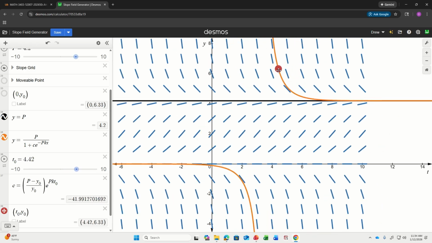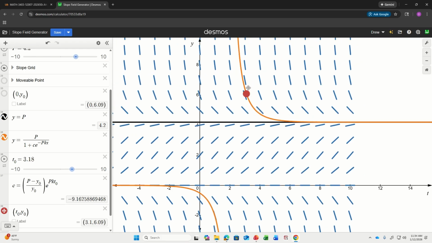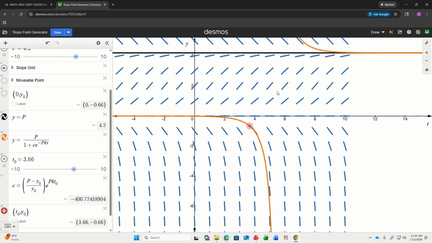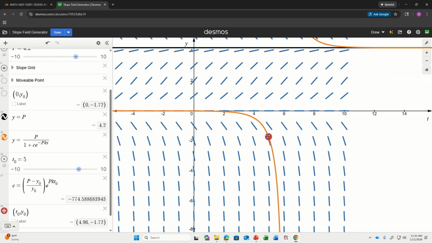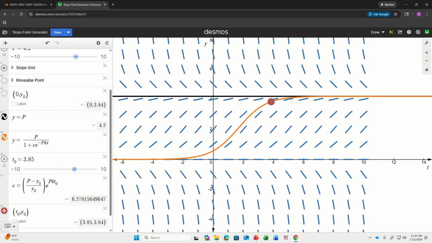You can see what trajectories look like for the non-physical answers, like if you've got more infected than population, that's what the trajectory looks like, or if you've got less than 0 infected. But yeah, pretty cool. Big fan of Desmos.